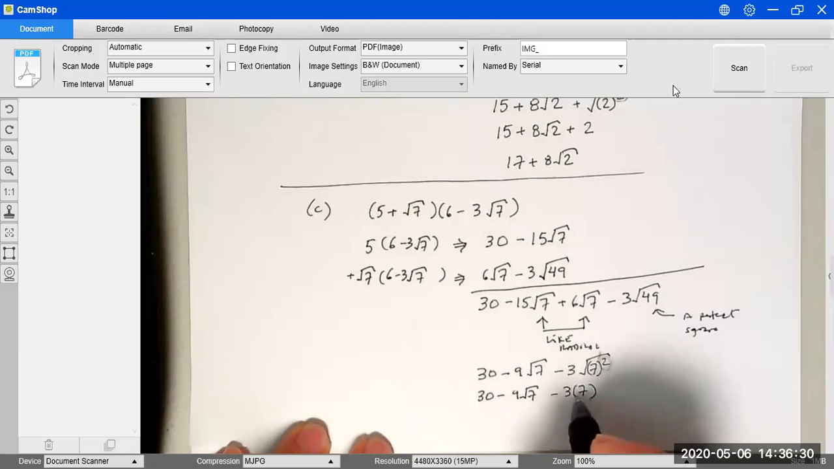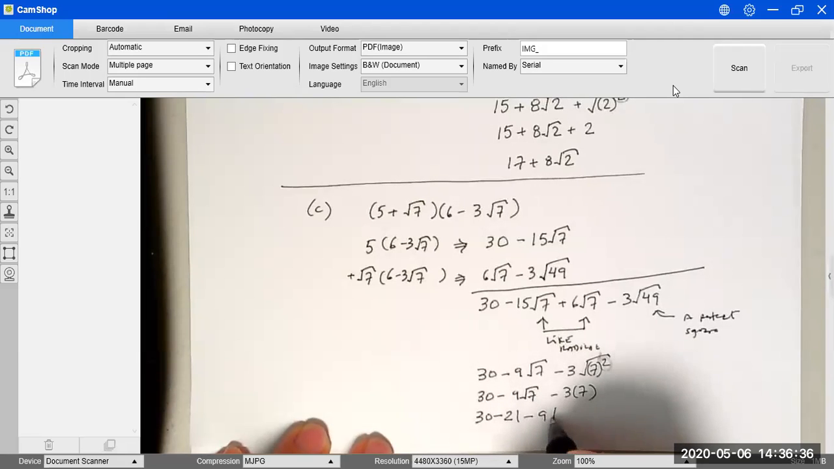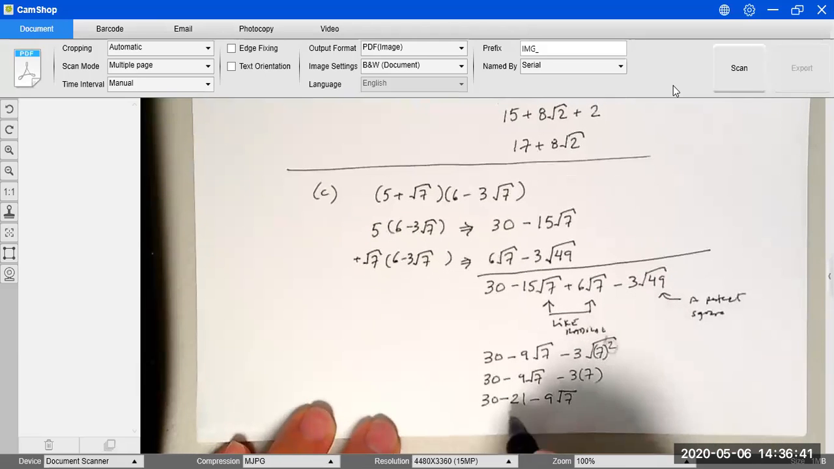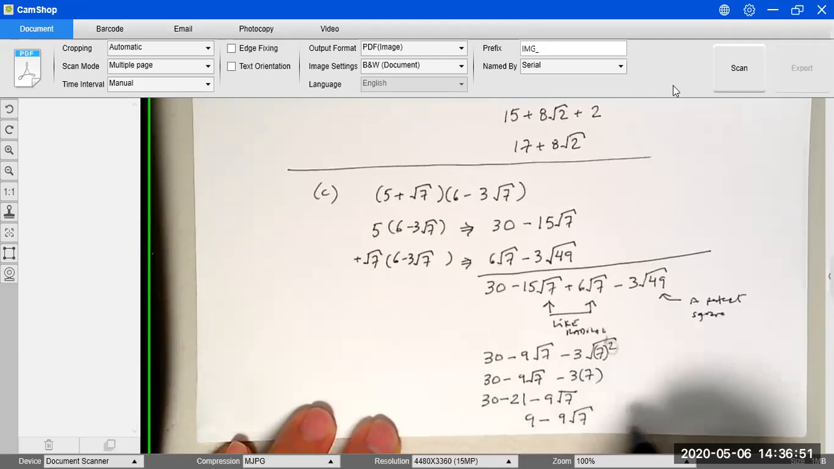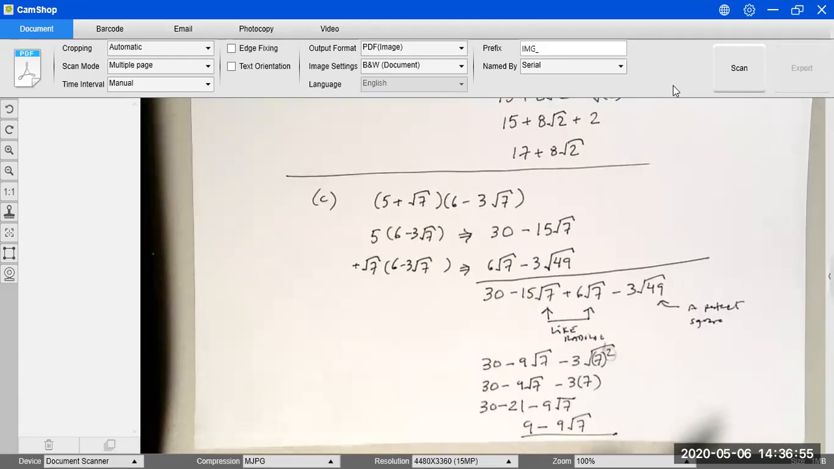So then we do this multiplication. We're going to have 30 minus 21 minus 9 times square root of 7. I'm just switching the order of these terms to see that I can combine these two. So 30 minus 21 is going to be 9, minus 9 times the square root of 7. And that is the final answer for this problem.